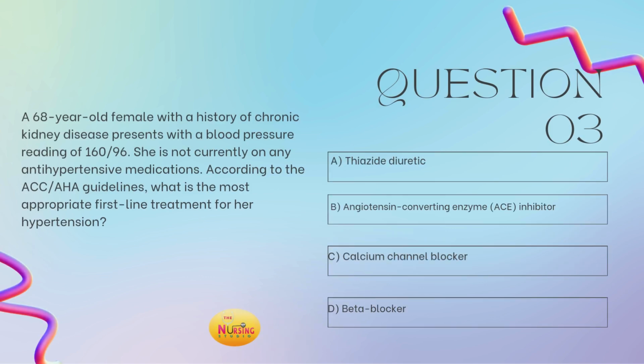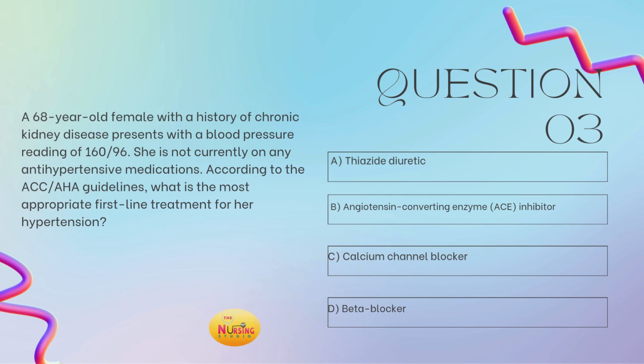All right, and question number three. A 68-year-old female with a history of chronic kidney disease presents with a blood pressure reading of 160 over 96. She is not currently on any antihypertensive medications. According to the ACC and AHA guidelines, what is the most appropriate first-line treatment for her hypertension? Is it A, thiazide diuretic, B, an ACE inhibitor, C, calcium channel blocker, or D, a beta blocker? Take a moment to think about it.